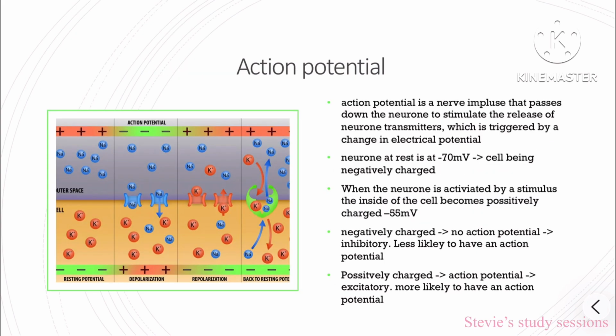Action potential is a nerve impulse that passes down the neuron to stimulate the release of neurotransmitters, which is triggered by a change in an electrical potential. A neuron is at rest at minus 70 millivolts, which leads to a cell being negatively charged. When a neuron is activated by a stimulus, it becomes more positively charged, reaching minus 55 millivolts. Negatively charged means there's less potential for an action potential, which is an inhibitory state. Positively charged means that there's more chance for an action potential, which is an excitatory state.